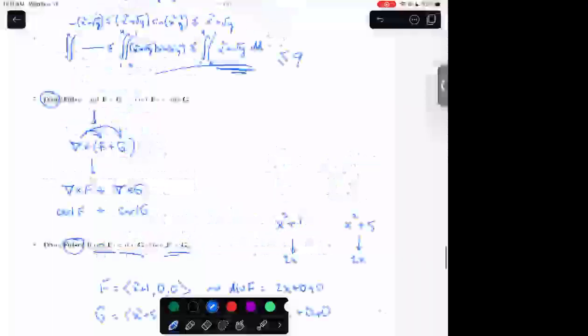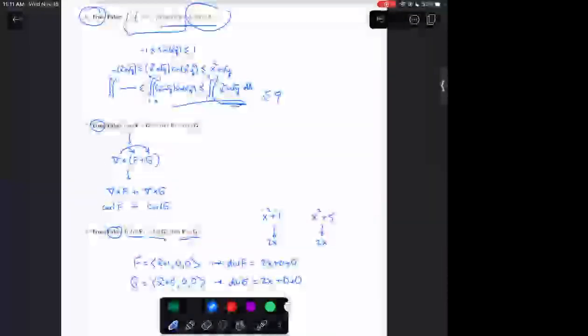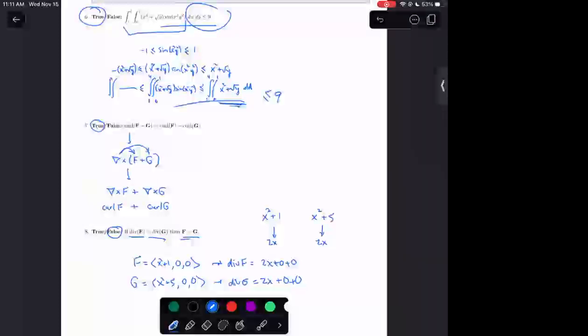All right, that's the true-false problems here. As you can see, all of these are fairly conceptual, but if you thought about these last couple in terms of derivatives, not too bad, not as difficult as 6, I think.